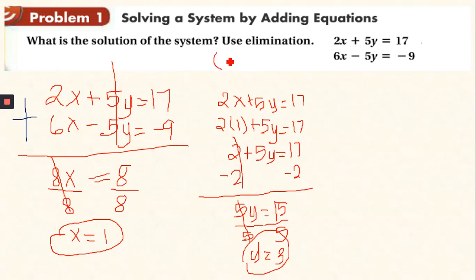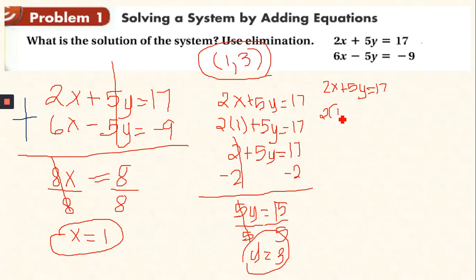Always remember that in writing the solution of a given system, always write it as an ordered pair. So this is the solution of the given system. Okay? To check whether 1 and 3 is the solution of the given system, let us substitute it into the original equations. The first equation is 2x plus 5y equals 17. Okay, so you're just going to substitute the values.